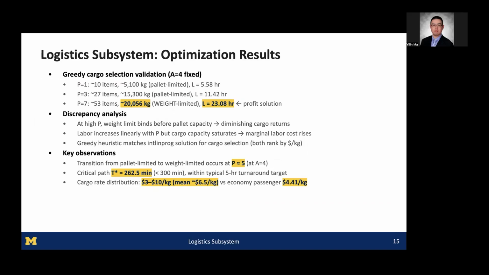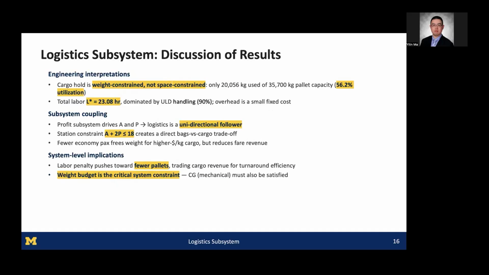Cargo averages $6.5 per kilogram versus economy at 4.41, which is why the profit subsystem displaces economy seats for cargo. The 787-9 is weight constrained, not volume constrained. Logistics is a unidirectional follower receiving input from the profit subsystem. At the system level, the labor penalty will trade cargo revenue for efficiency, with the weight budget as a binding shared constraint.